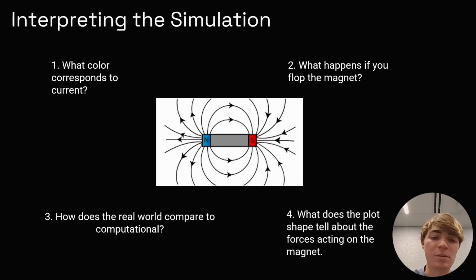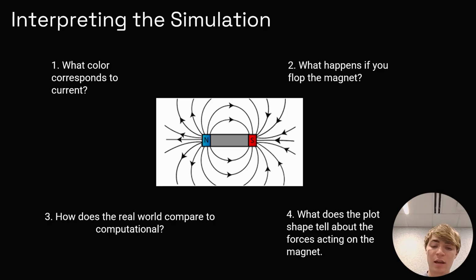Now, to interpret the simulation, we have a few questions. First, what color corresponds to currents? Well, through using Lenz's law, red is counterclockwise and blue is clockwise. Second, what happens if you flip the magnet? Well, the magnet would fall as before, but the current directions would be flipped due to that law.